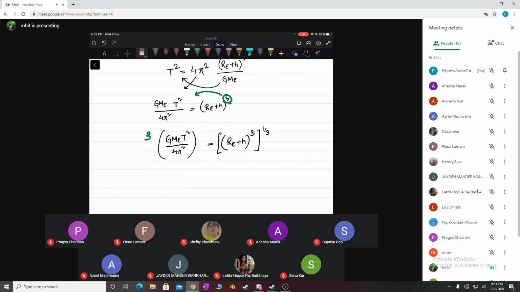I hope you got what I'm trying to say. Okay, so let me just write 1/3 only. It means cube root only, right? X to the power half means what? It means square root of x. X to the power 1/3 means what? It is like cube root of x.